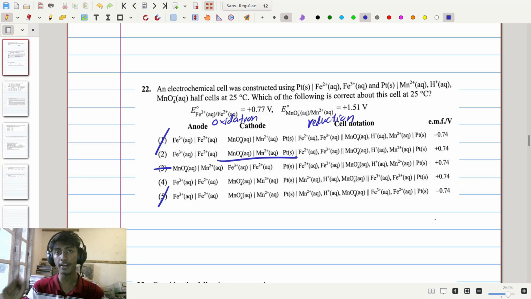The reason is, as a standard in cell notation, we always write the anode on the left hand side and the cathode on the right hand side. But here we can see we have written the cathode on the left hand side and the anode on the right hand side. Now according to that, this cell notation is actually incorrect, as we should have the cathode on the right hand side here and the anode on the left hand side here. So therefore, the correct answer of question number 22 is answer number 2.